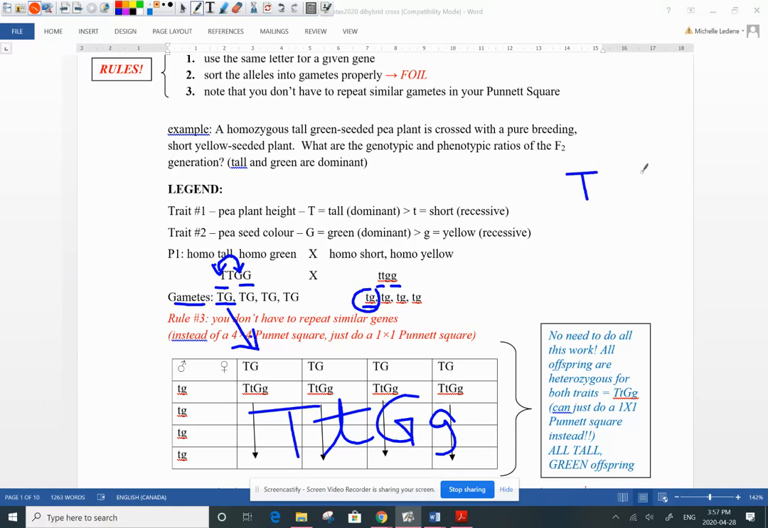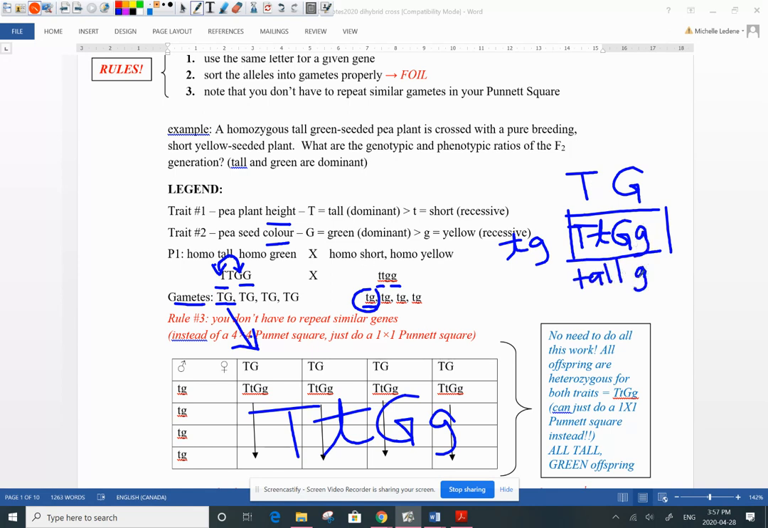So why would you bother doing that? Why would you not instead just go like this? Here's big T, big G, and here's little t, little g. Just do a 1 by 1. Now remember, you're keeping the t's together, the trait for height, right? Big T and then little t. And you're keeping the g's for color together, right? Big G, little g. What do you have? They're all tall and they're all green. It does not need to be done in a 4x4 when you can easily do 1 by 1.